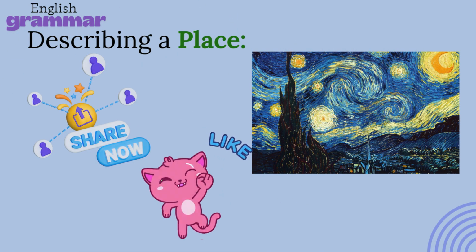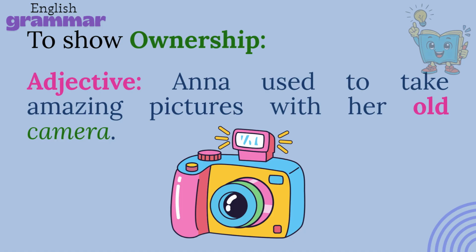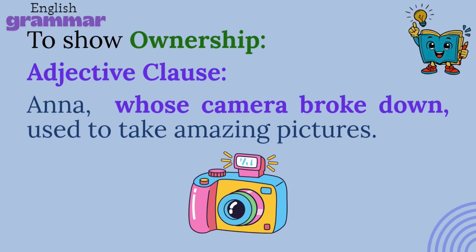Here is how we use whose to show ownership. Adjective, Anna used to take amazing pictures with her old camera. Adjective clause, Anna, whose camera broke down, used to take amazing pictures. The clause, whose camera broke down, describes Anna by giving us extra information about her property.